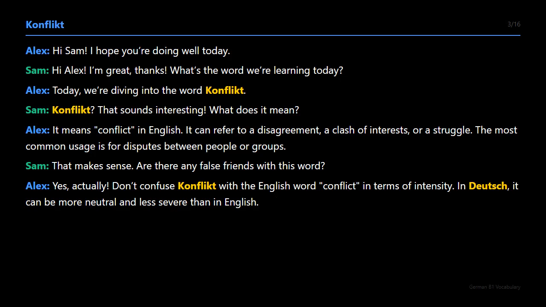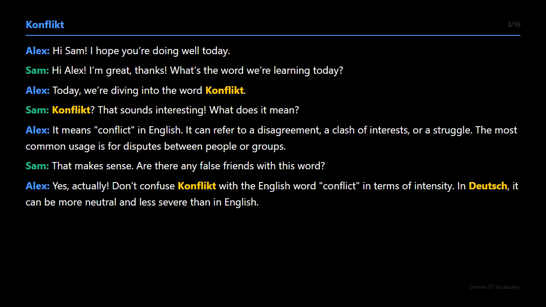That makes sense. Are there any false friends with this word? Yes, actually. Don't confuse Konflikt with the English word conflict in terms of intensity. In Deutsch, it can be more neutral and less severe than in English.